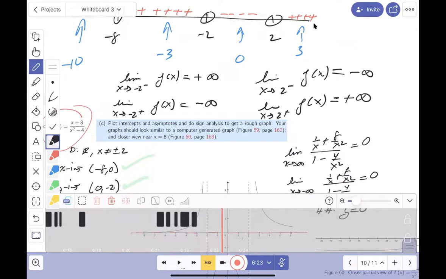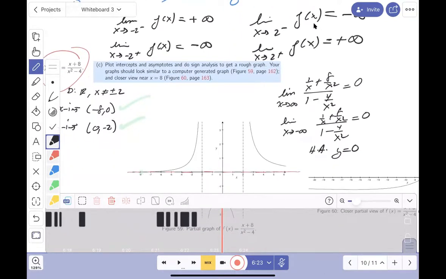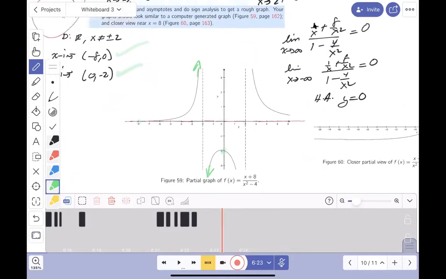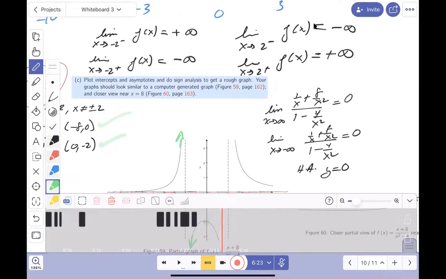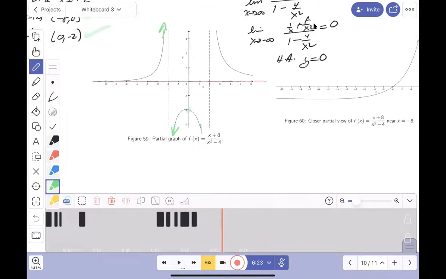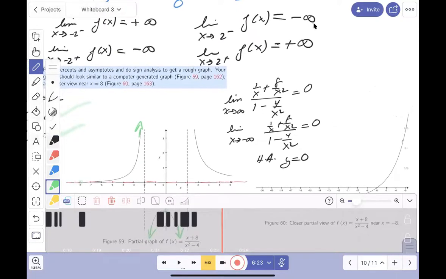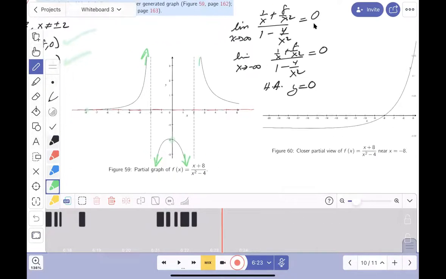All right, I'm going to go to the picture. And as I do that, I want to emphasize what we're talking about over here. Minus 2 from the left says plus infinity. Minus 2 from the right says negative infinity. All right, let's keep going. 2 from the left says minus infinity. Again, I'm looking at my limits. 2 from the right says plus infinity.